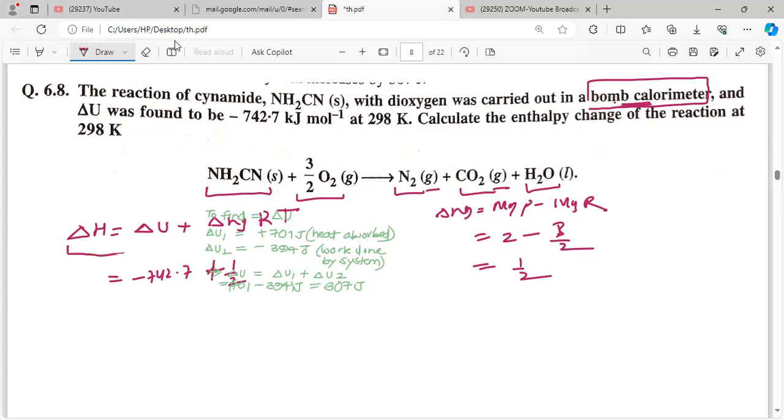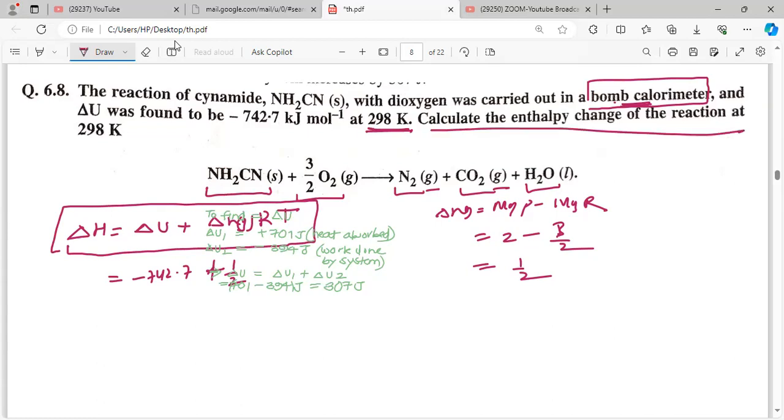Delta H is equal to delta U plus delta Ng RT. This gives the relationship between internal energy, enthalpy, number of moles of gas, and temperature, because they are saying calculate at this temperature. Calculate the enthalpy change of the reaction at 298 Kelvin. The other equation, delta H is equal to delta U plus P delta V, we cannot use now, because delta V and P are not given.